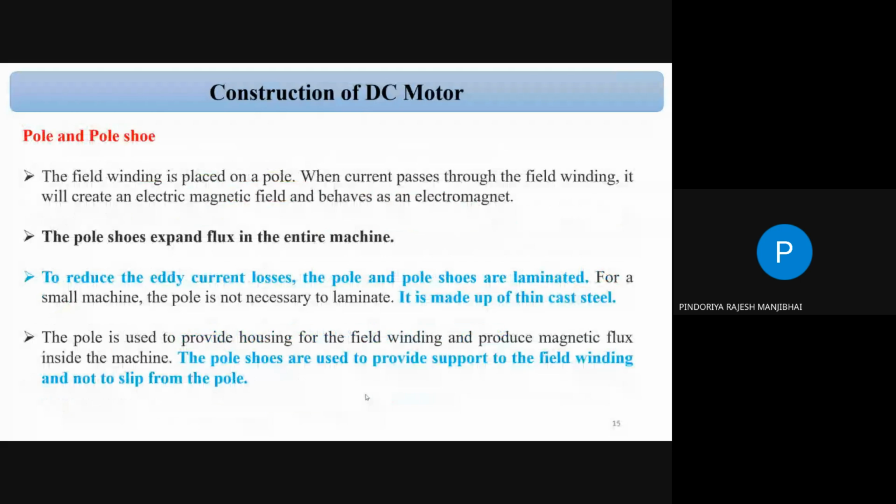What is the use of the pole and pole shoe? The field winding is placed on the pole. Yes, this is your pole.